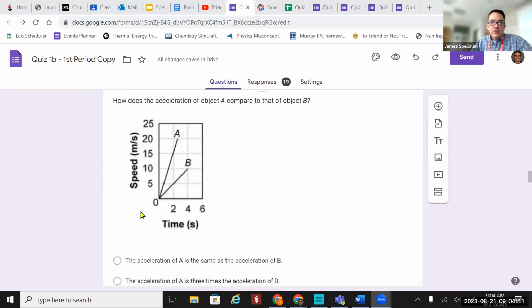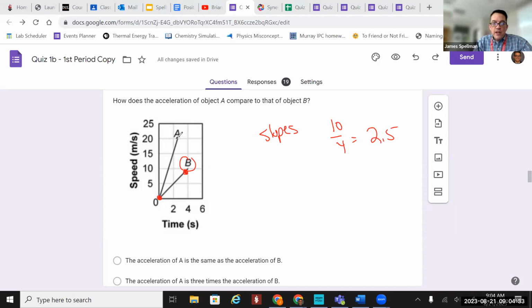This graph, we're comparing accelerations. Again, with a line graph, acceleration is the slope. So if I compare the slopes, I can compare the acceleration. So for B, to get the slope, take 2 endpoints. How far up did I go? I went up 10. How far over did I go? I went 4. The acceleration is 2.5.